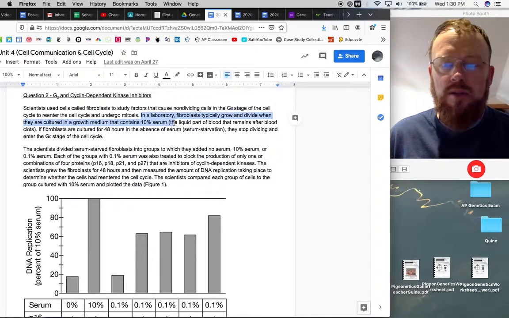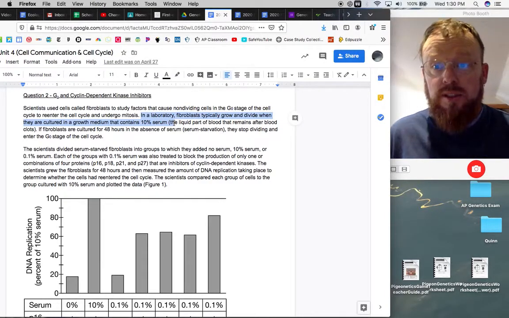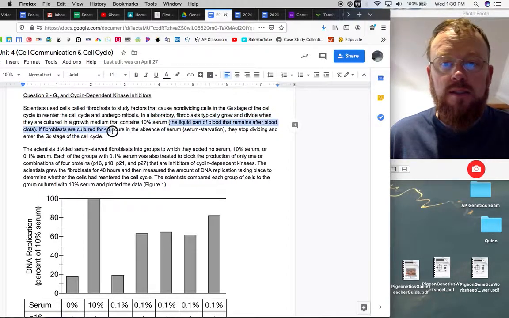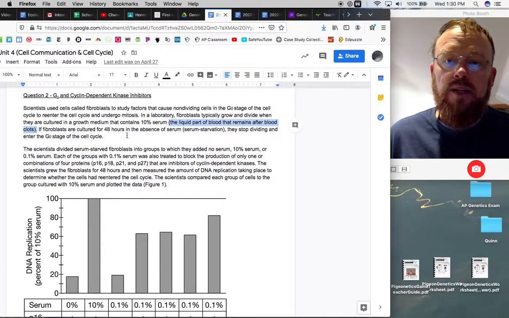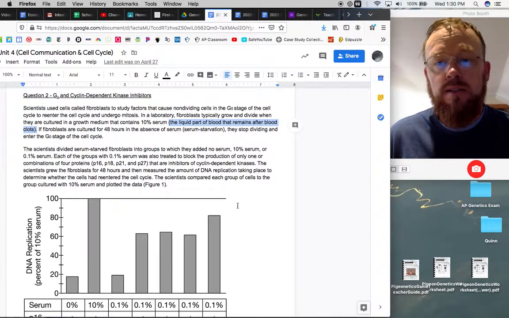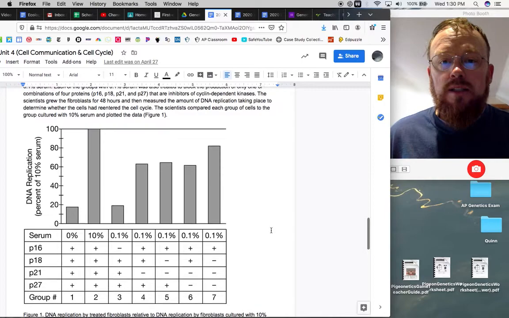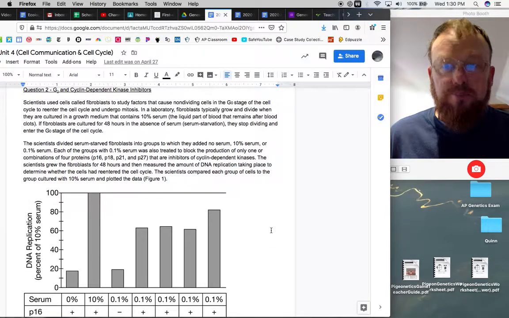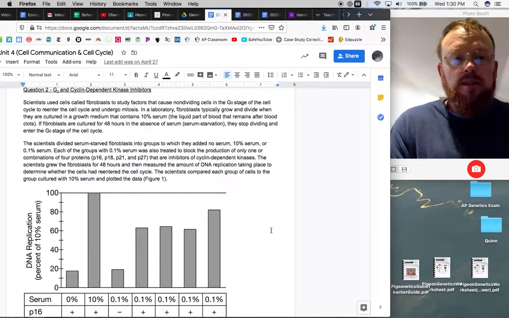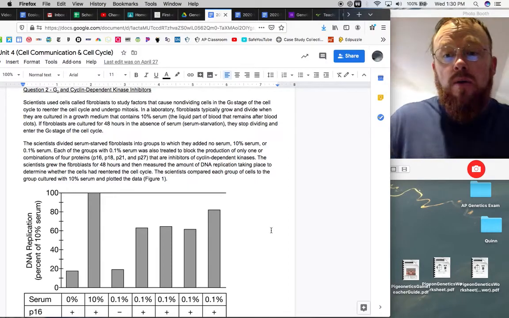fibroblasts typically grow and divide when they are cultured in a growth medium that contains 10% serum, serum being the liquid part of the blood that remains after blood clots. Okay, if they go for 48 hours in the absence of serum, they leave the cell cycle and they enter G0.